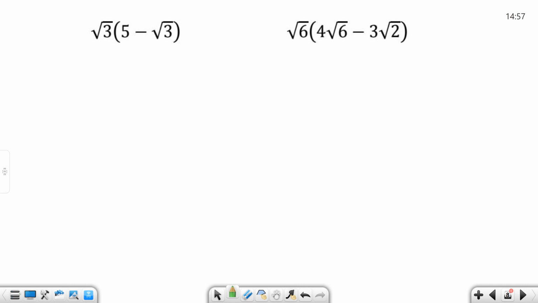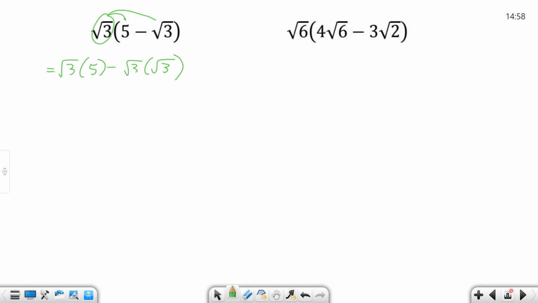So what if I wanted to distribute? I'm going to have distribution here, and then guess what? We're going to also FOIL, okay? So what if I distribute here? Well, I'm going to take the square root of 3 and distribute it to these two things. So I'm going to show my distribution on this first one, and then I'm going to just skip that step on the next one. This is going to be the square root of 3 times 5 minus the square root of 3 times the square root of 3.